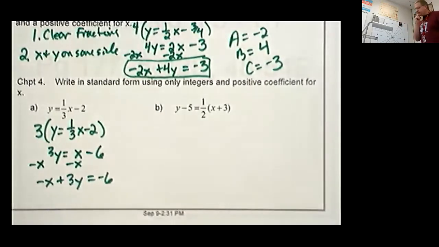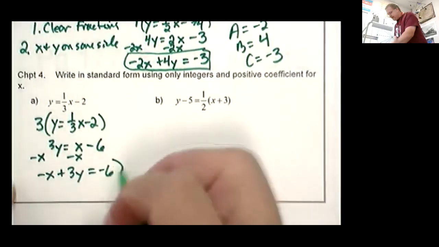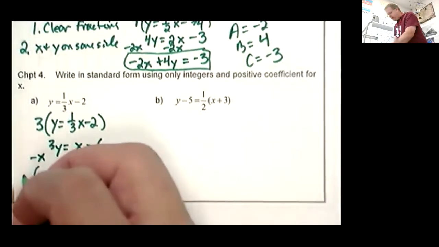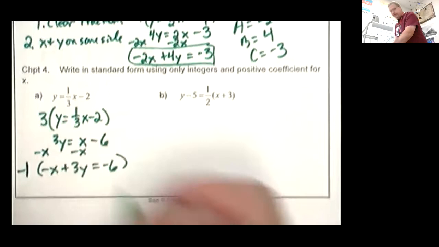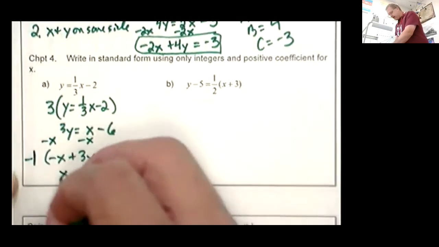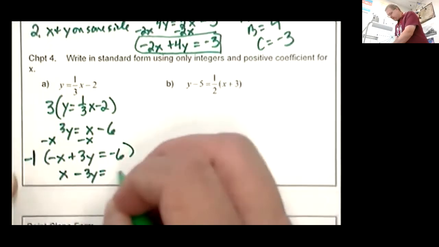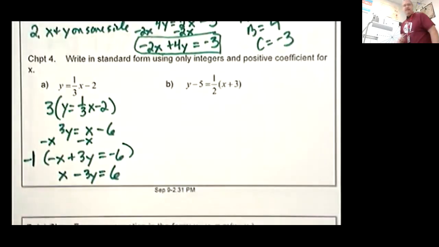The question also said use a positive coefficient for x. I just realized it said that. To get x to be a positive, we're going to multiply by negative 1. That's going to change the signs. So we get x minus 3y equals 6. Basically what that does is that just flips all of the signs. That would be the shortcut. So there's our equation.